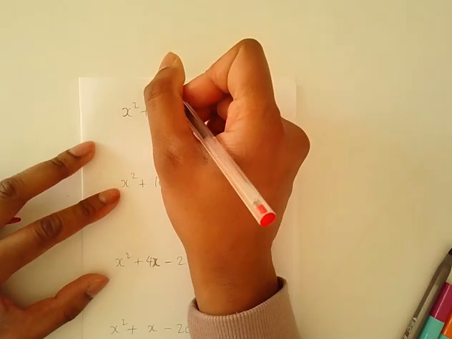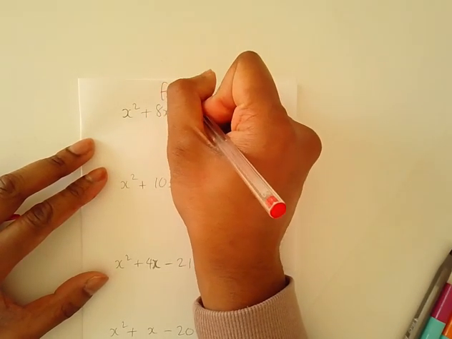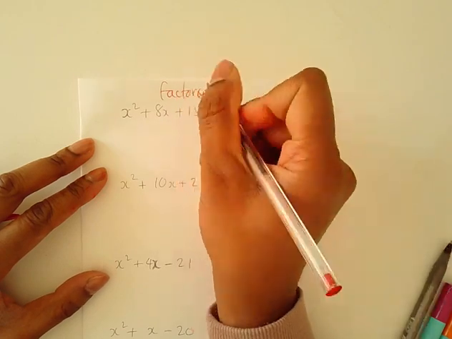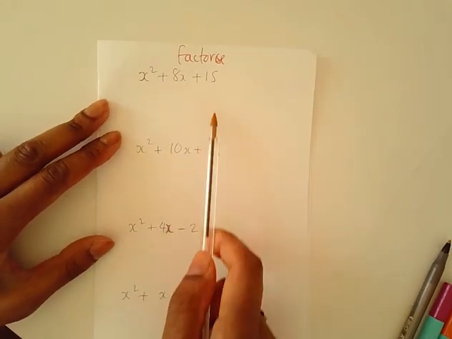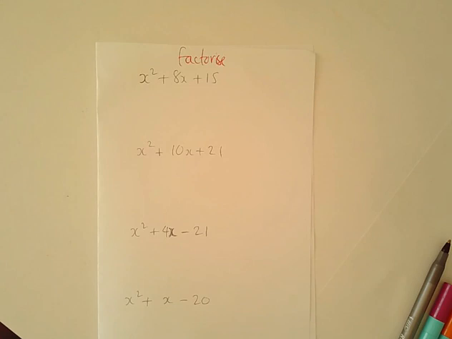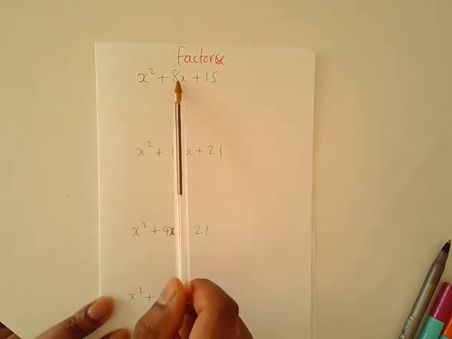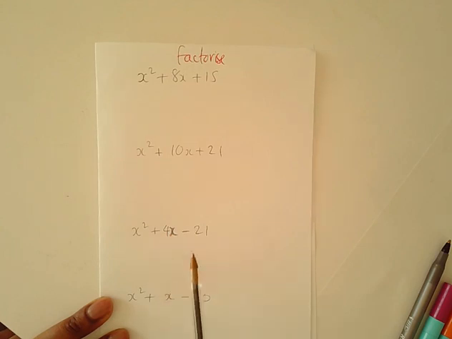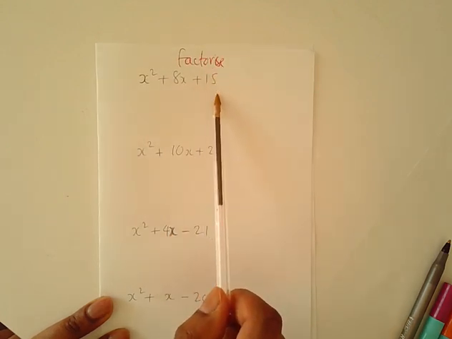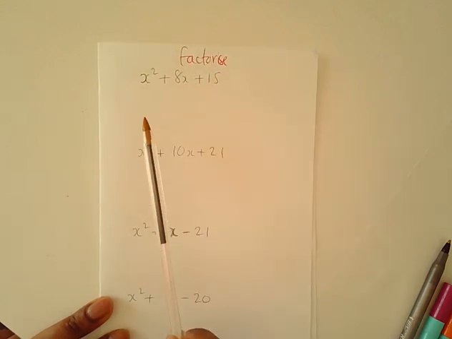Right, I'm going to factorize these expressions. Now all of these expressions have got something in common. They've all got an x squared term, an x term, and a number at the end. So these are what are called quadratics.